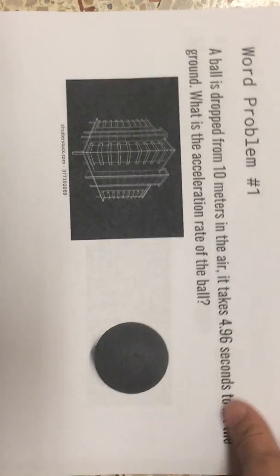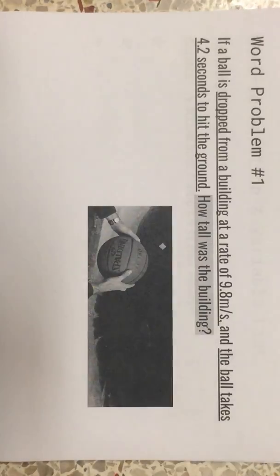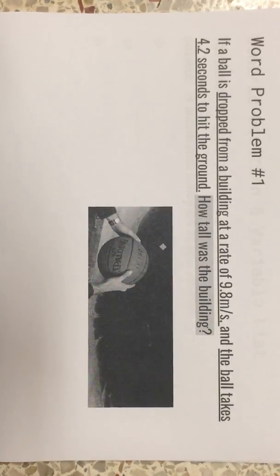Word problem 1. A ball is dropped from 10 meters in the air. It takes 4.96 seconds to hit the ground. What is the acceleration rate of the ball? If a ball is dropped from a building at a rate of 9.8 meters per second, the ball takes 4.2 seconds to hit the ground. How tall was the building?